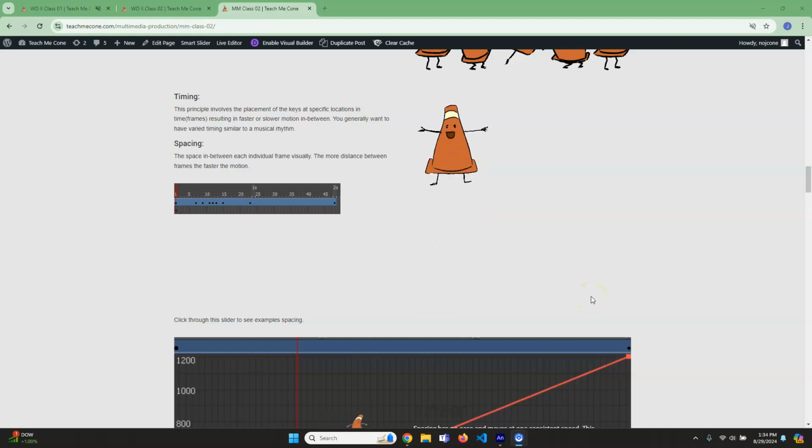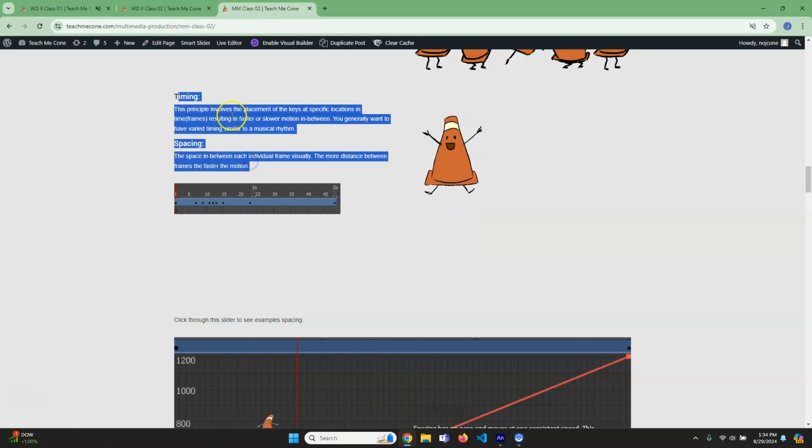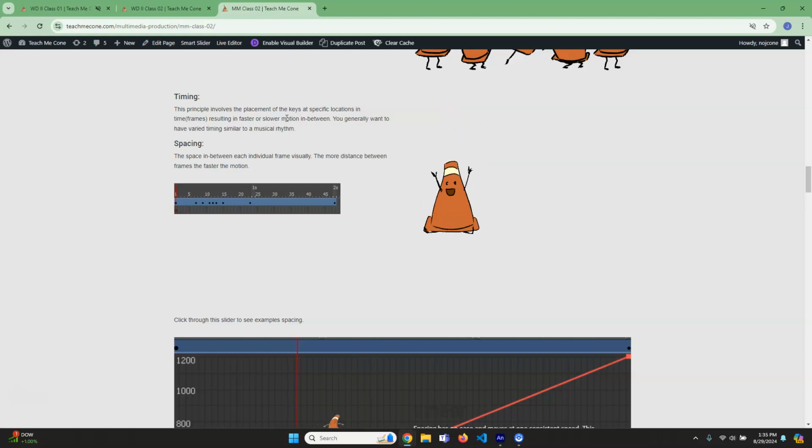Okay, so we talked about positional stuff. Now let's hone in on the time aspect, okay? A lot of times when people talk about timing inside of animation, there's actually two aspects to this. There is timing and spacing, and people get a little bit confused about it. Timing is where you put your keyframes.